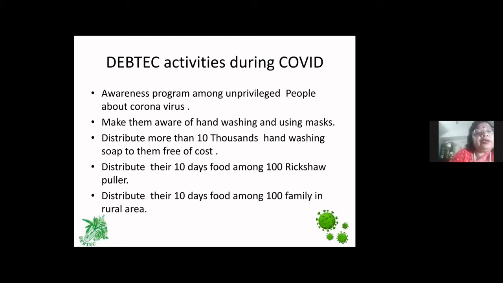I am like a social scientist nowadays, and also a responsible citizen of the country, and I have been working with the people for the last 28 years. So I am working in my own ways. This is some of the work we have done.